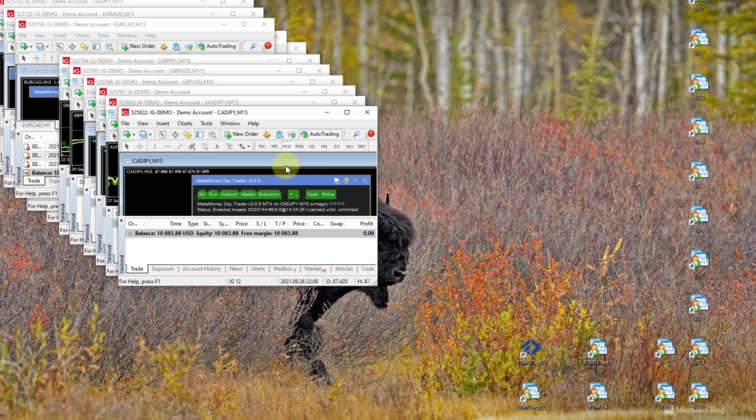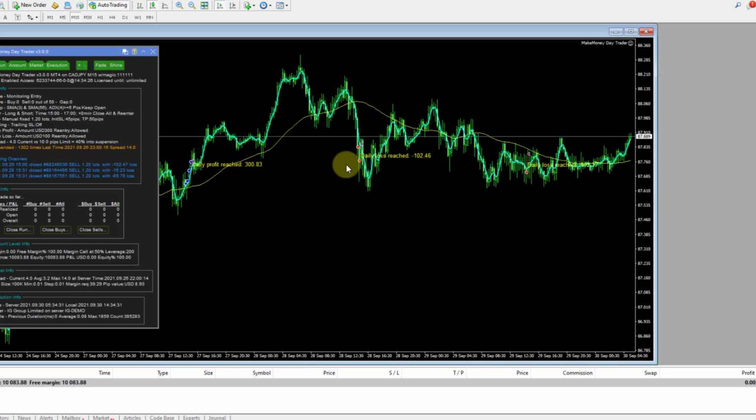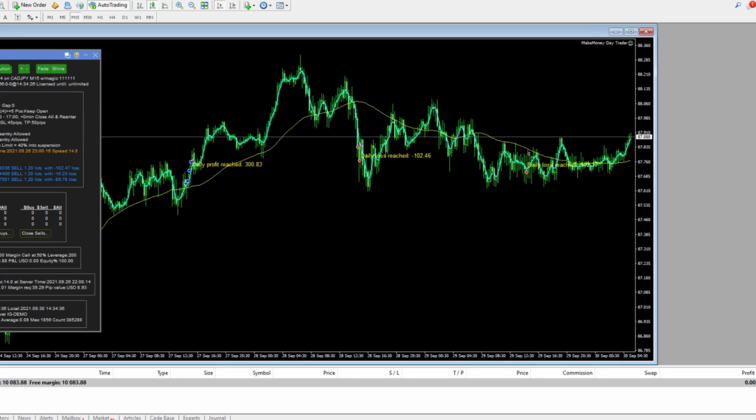Right, so last one for the IG analysis. And there we are. It's already set up for us. It's the CAD yen. And let's have a look. The profit was 300. It started out really nicely, then it ran into a loss and then went into a loss here. So unfortunately, it is still nicely 100 pips up, but let's have a look at what's happened here.